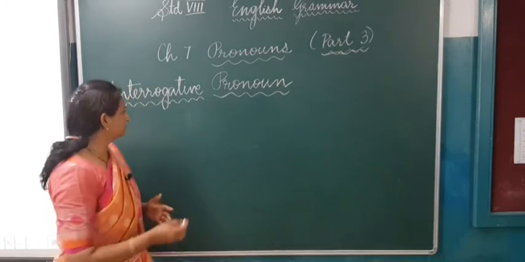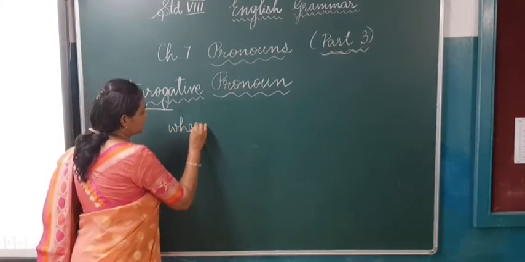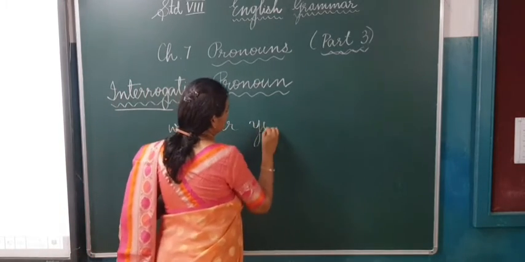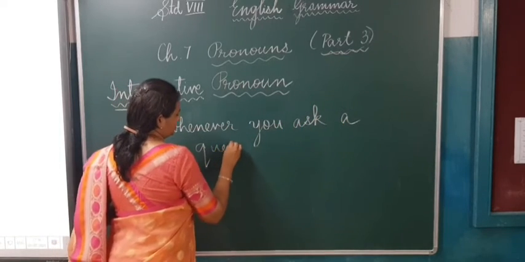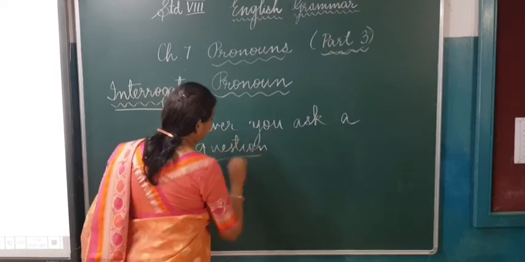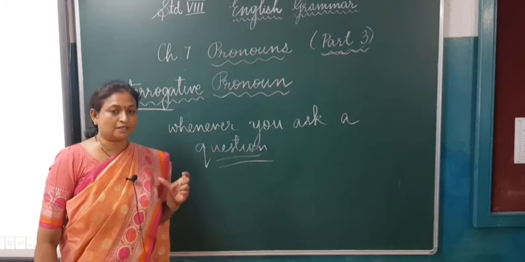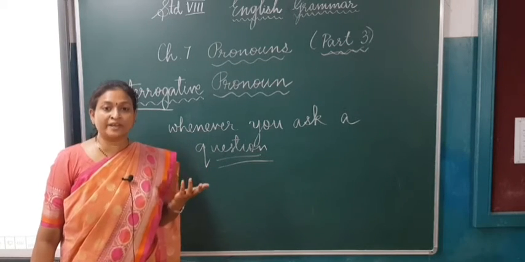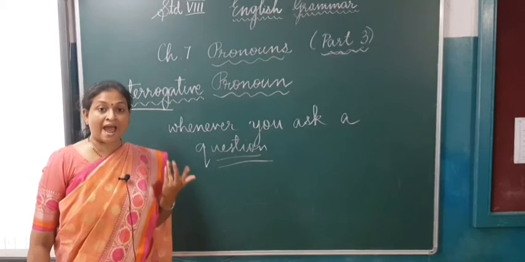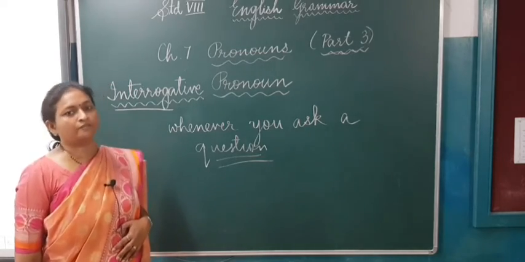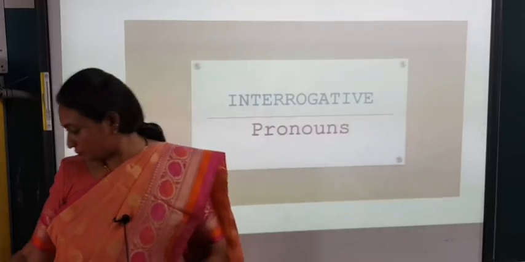After relative pronoun, it's interrogative pronoun. What is interrogative? Whenever you interrogate, that is whenever you ask a question, it is interrogative. Okay, whenever you ask a question. So, the words which are used to interrogate, that is what, why, which, who. So, these are all words which are used for asking the question, and if it acts as a pronoun, we call it as interrogative pronoun, and towards the end you will always find a question mark. Interrogative pronoun.